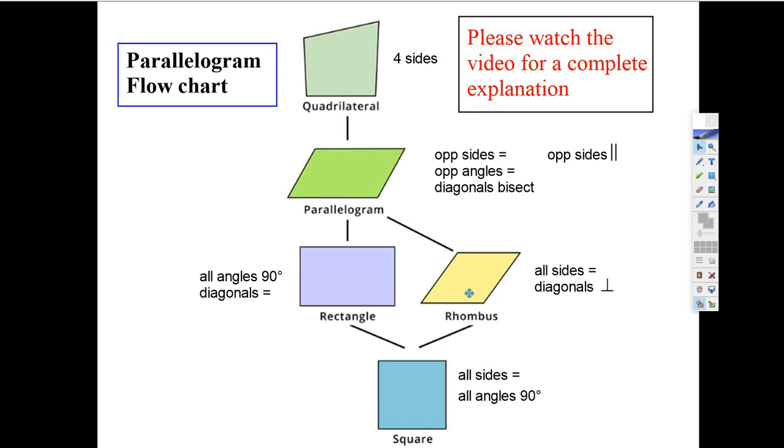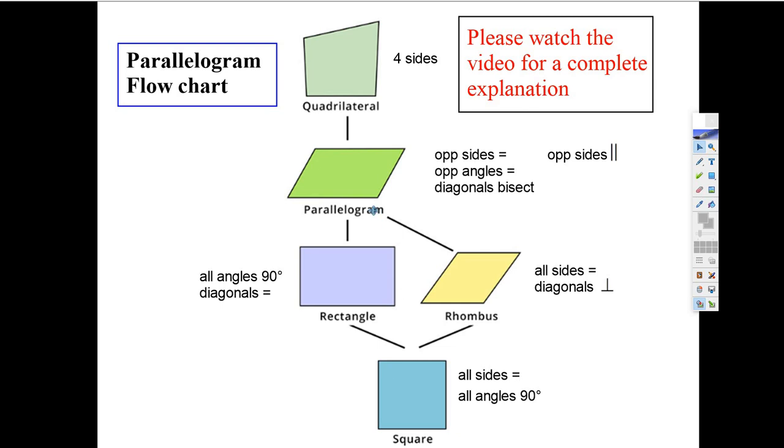Now, a rhombus has all the properties of a parallelogram, but all the sides are the same length, like a square. But a rhombus has something special: the diagonals cut across each other and make 90 degrees. The diagonals are perpendicular to each other.